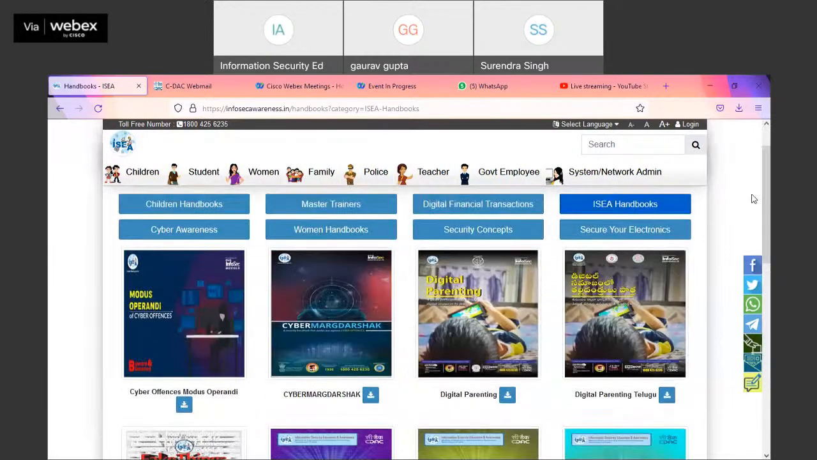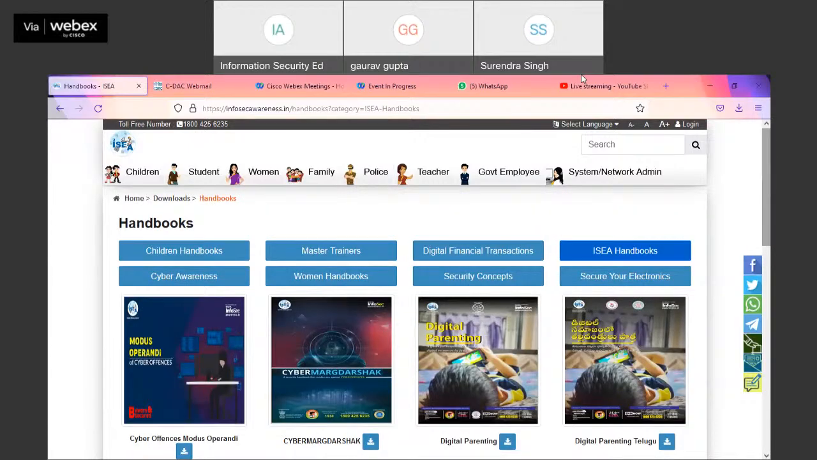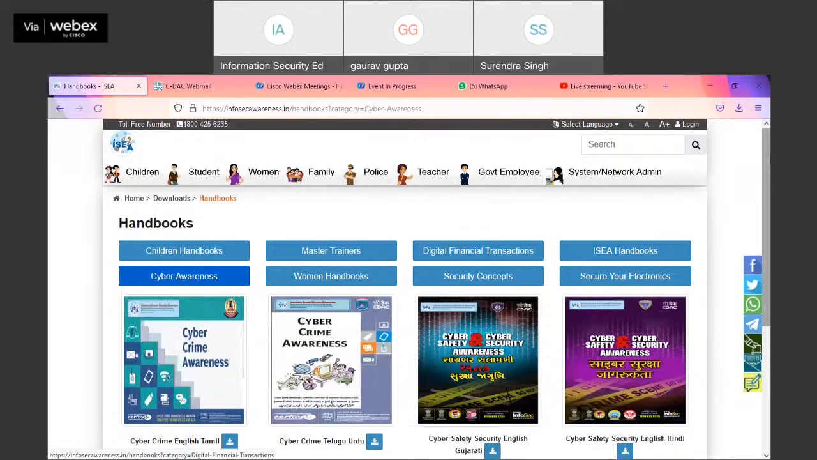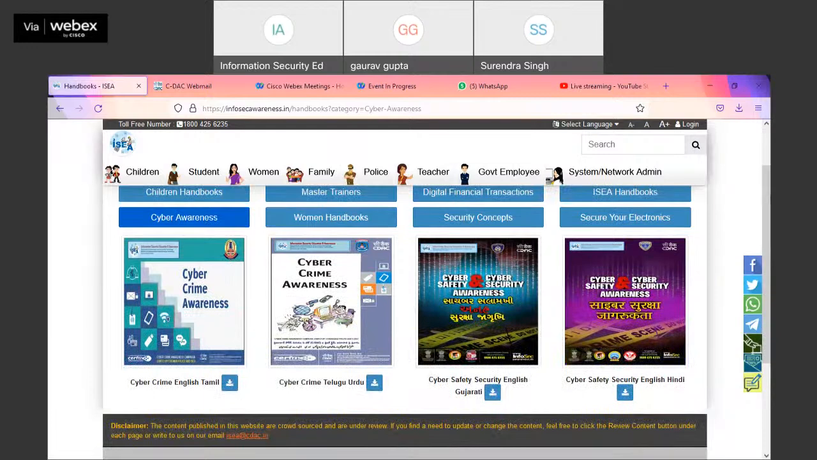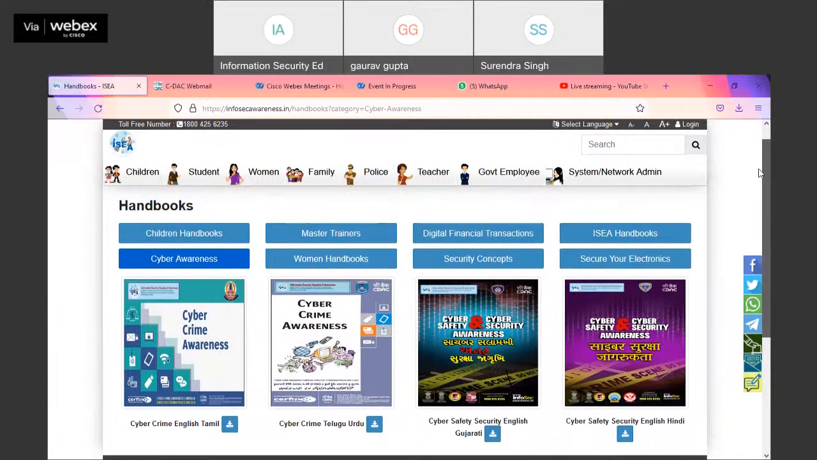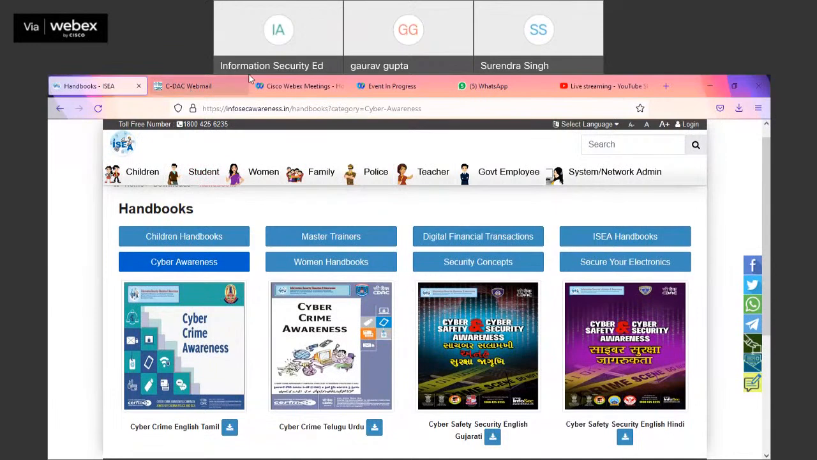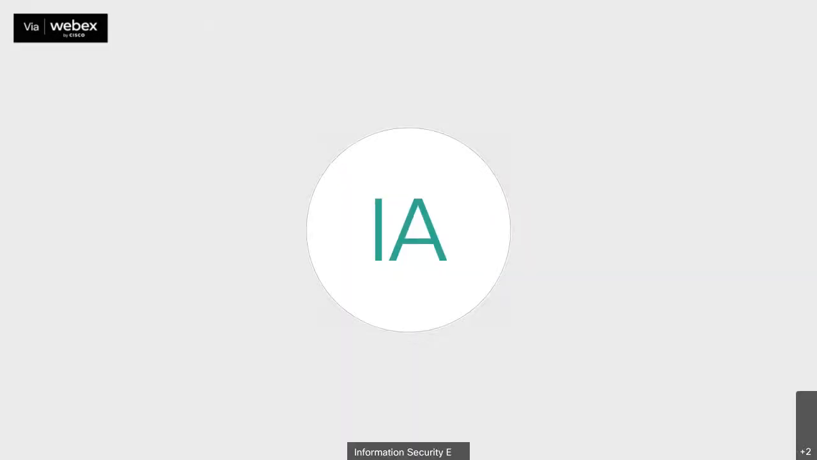Please go through those books, and if you have any feedback or suggestions, kindly revert back to us so that we can incorporate those suggestions and try to release new versions. We also have cyber awareness books which we have done in association with the law enforcement agencies of various states, which may be useful in other languages also. So these are a few places where we can access more information and benefit from it.